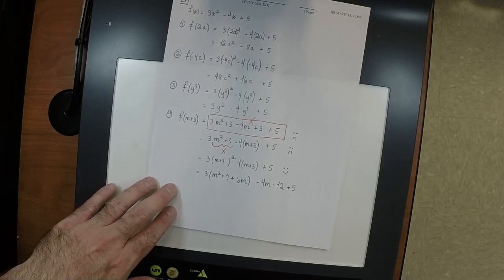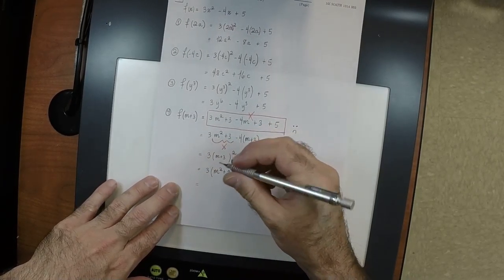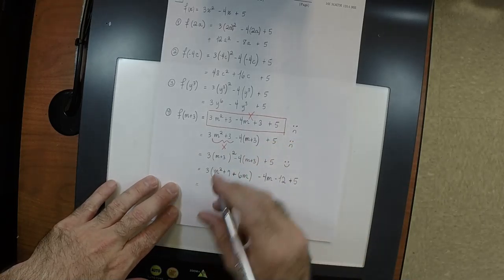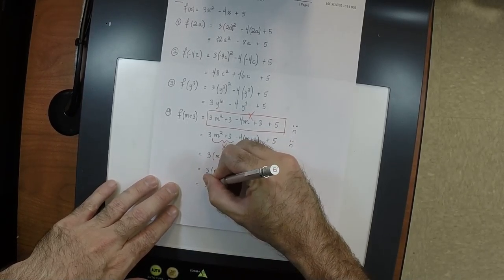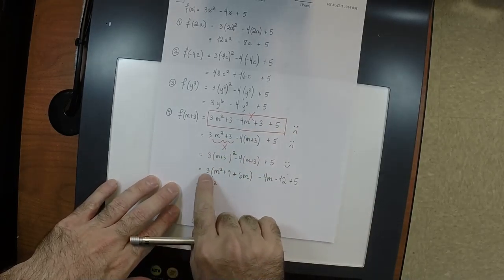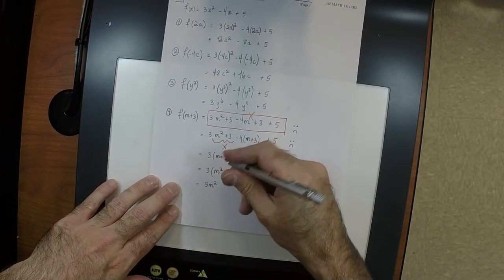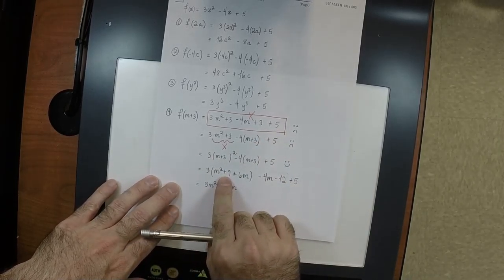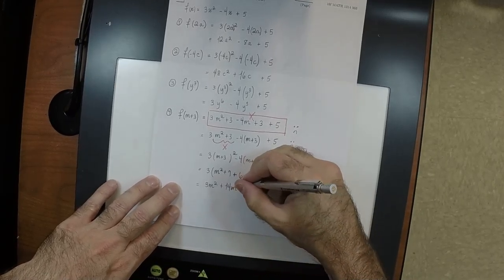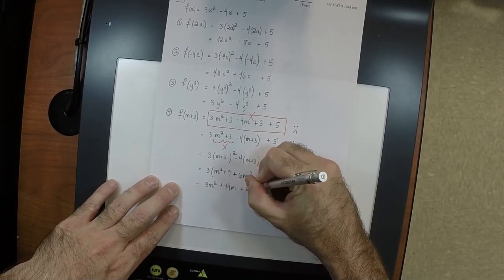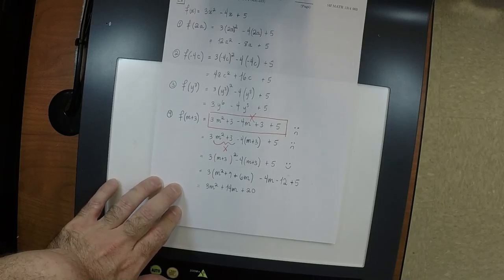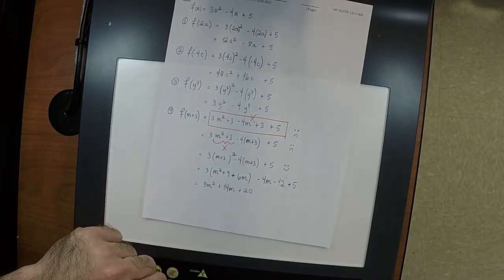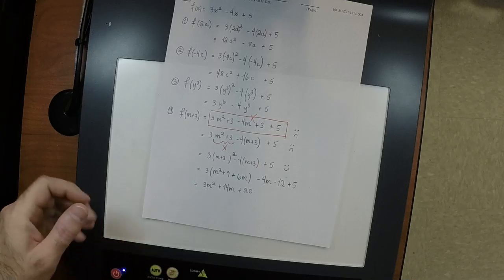Okay, so then let's multiply this out and collect. So this would be 3m squared, and then this would be 18m minus 4m, which is 14m, and then 27 minus 12 is 15, plus 5 is 20. Any question about this? Okay. So we'll continue with this one.